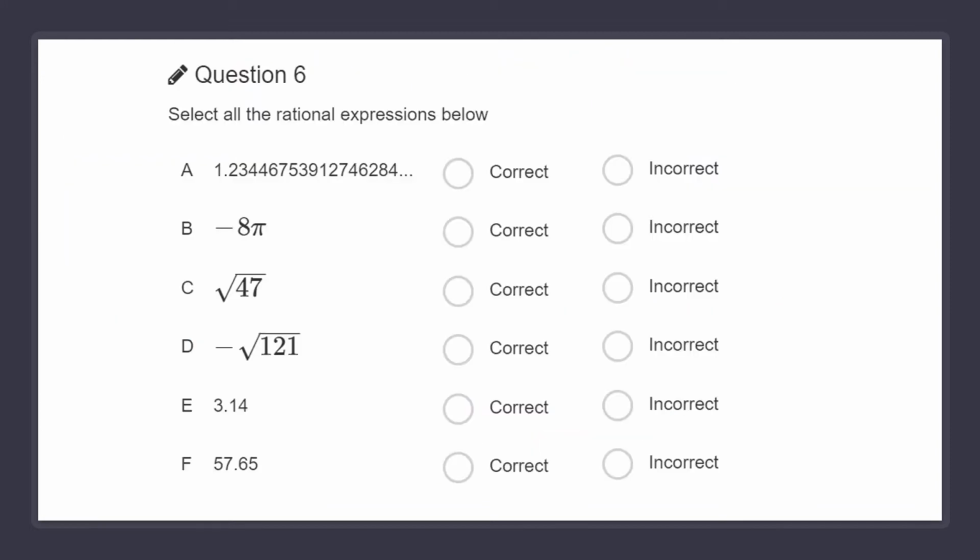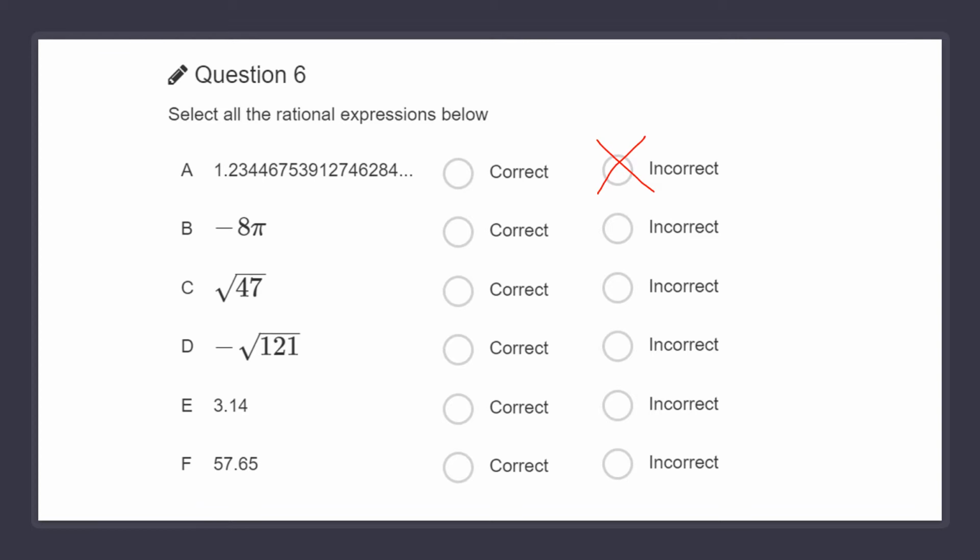For question 6, we are looking for all the rational expressions. So remember that in order for it to be rational, it can be an integer, a whole number, a decimal that ends or repeats. It can be a fraction, or it can be a perfect square. So for A, that is a non-terminating and non-repeating decimal, so this would not be rational, it would be irrational.